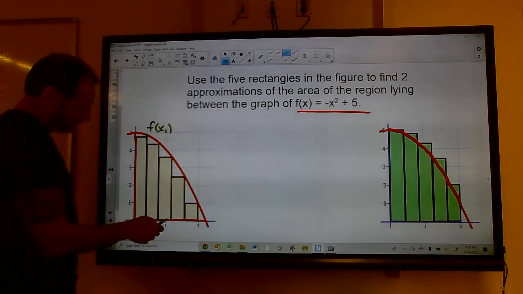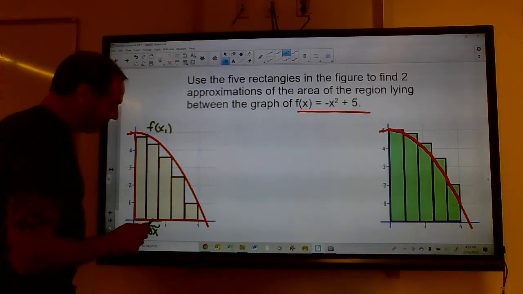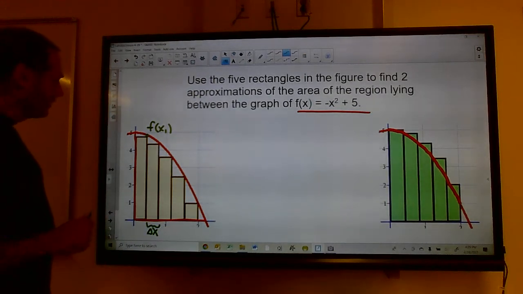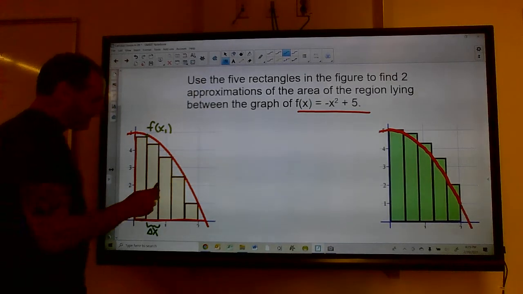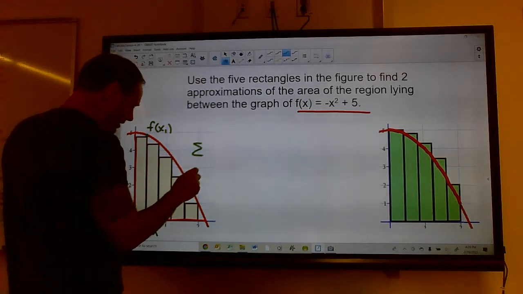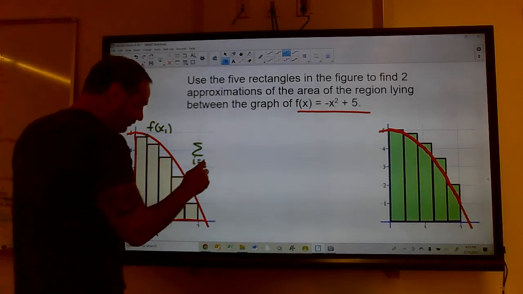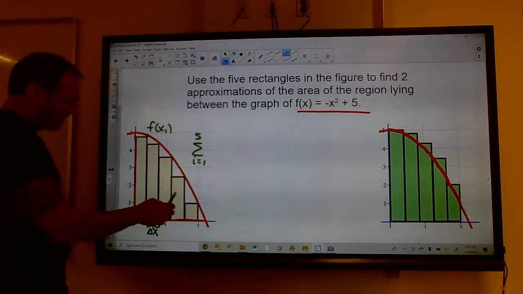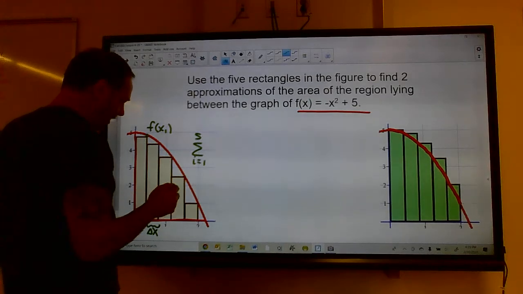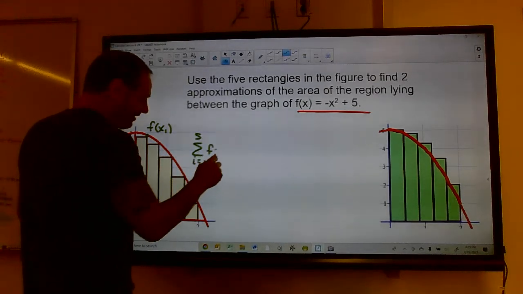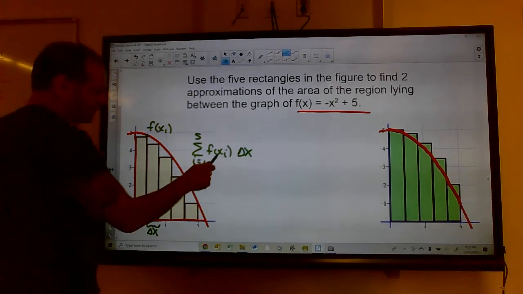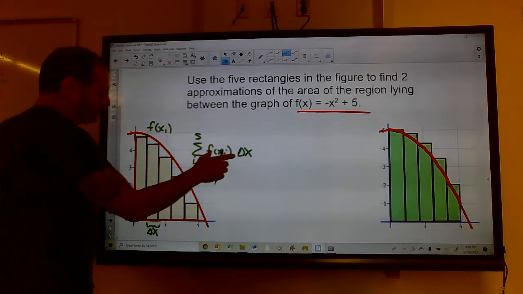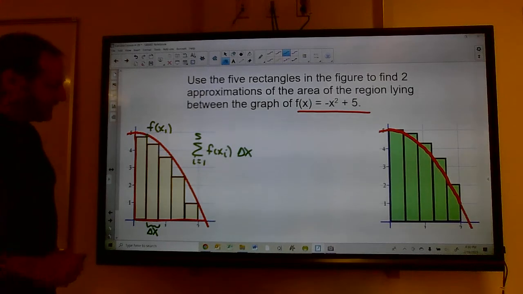Okay, this would be f of x2, f of x3, f of x4, and f of x5. So what we do is we find the area of these rectangles and just add them up. So this becomes the sum as i equals 1 to 5 in this case, because we have 5 partitions here, of the f of xi's times delta x's. So this is your base times your height, and we do that for the 5 different sections, and we get an approximate area.